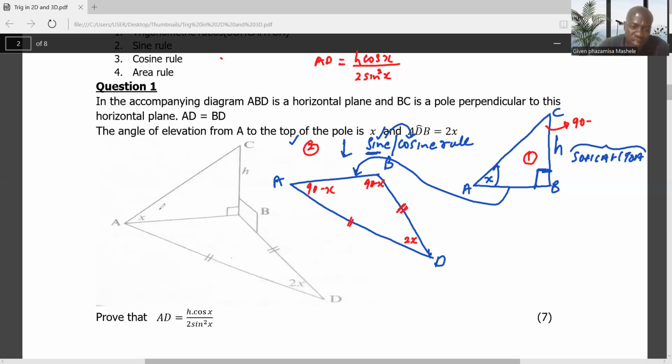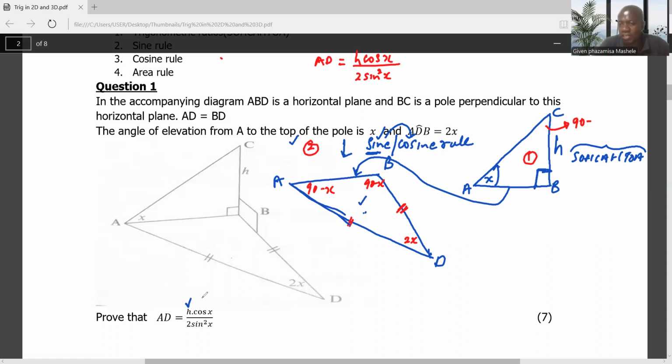But now, look at this. We need to prove that AD is equal to H. Where's this H? H is not in triangle ABD. It is in triangle ABC, and in triangle ABC, there is no AD. So what does this mean? It means that we must go and pick that H so that we can use it in the second triangle to write it in terms of AD, because in triangle ABD there's no H, but here they want us to use H.